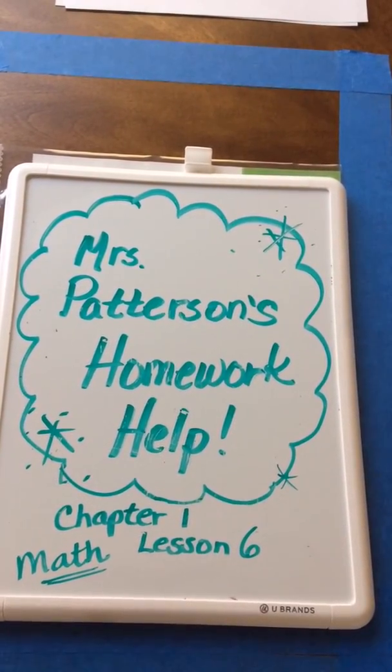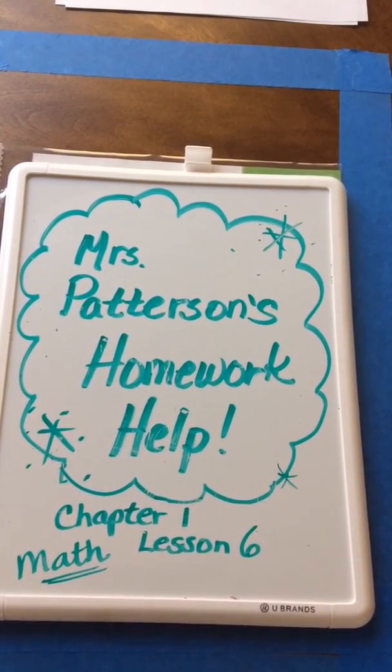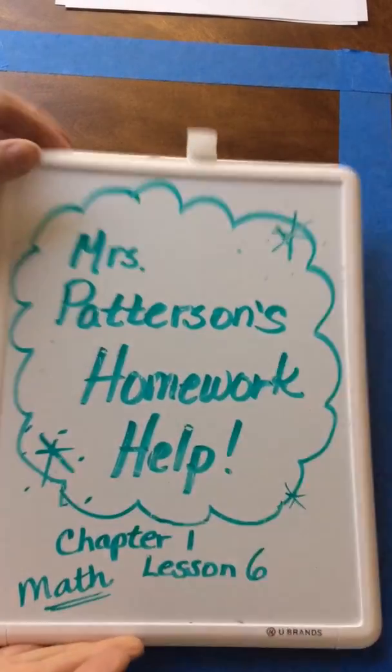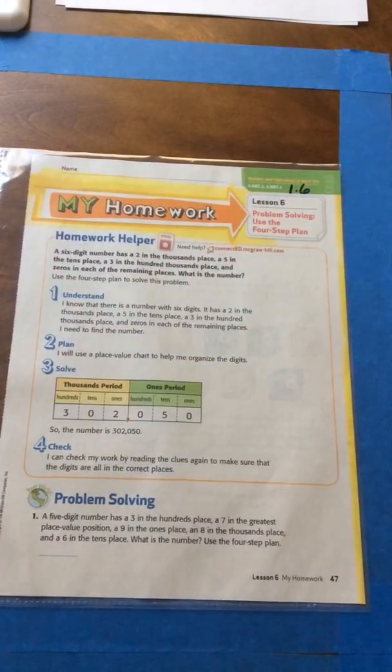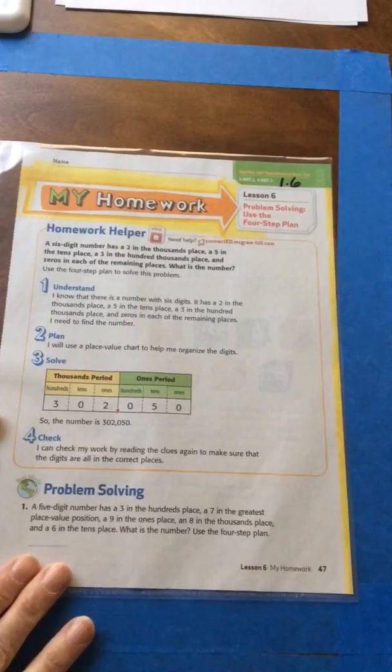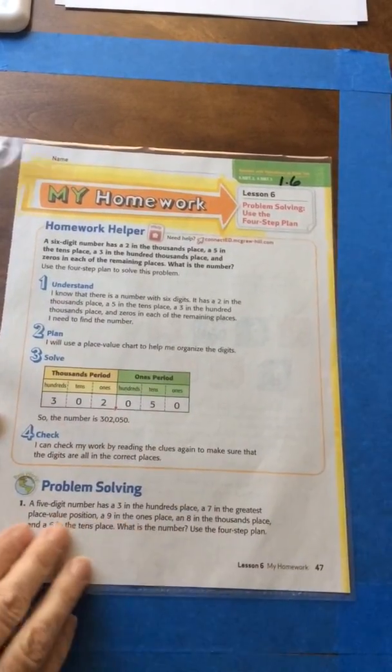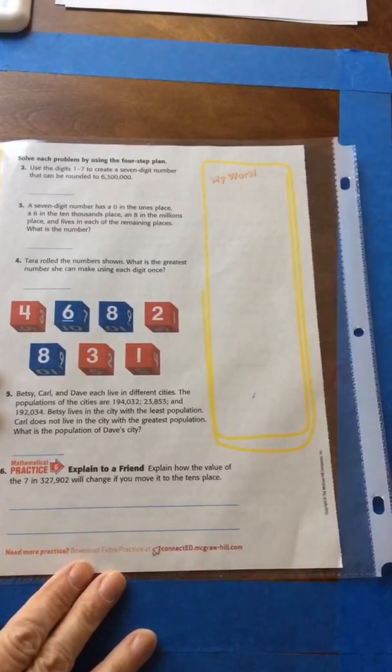This is for math. We're in chapter 1 and lesson 6. This is the last lesson for this chapter. Okay, let's look at our sheet today. This is page 47 and this is page 48.